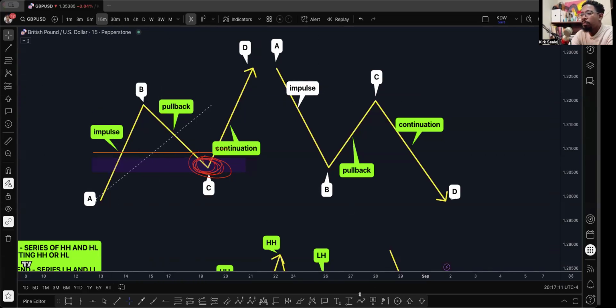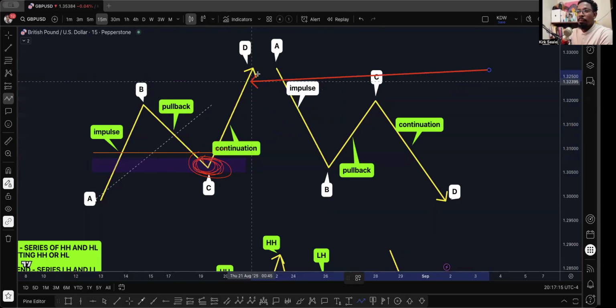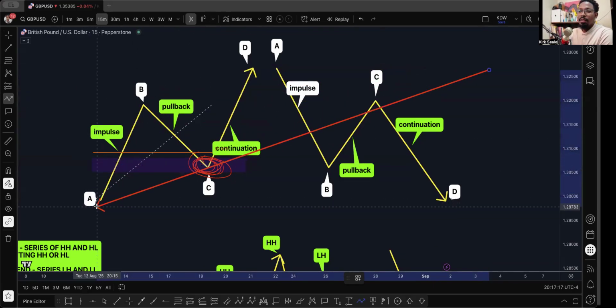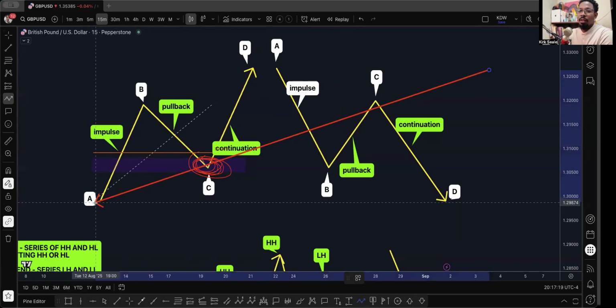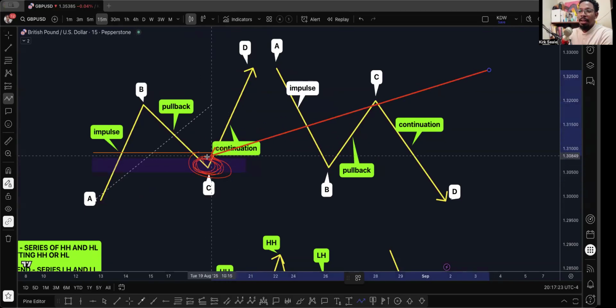All right, so the yellow is the pattern that you draw, right? And the uptrend is going to start with A, go to B, C, D. We are always buying at C.